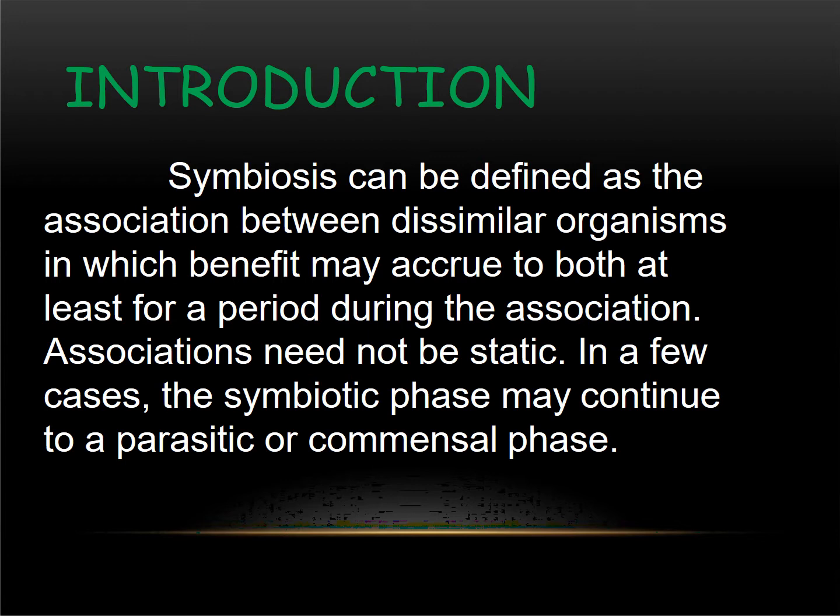Symbiosis can be defined as the association between dissimilar organisms in which benefit may occur to both, at least for a period during the association. Associations need not be static. In a few cases, the symbiotic phase may continue to a parasitic or commensal phase. So children, this is a kind of association in which the two organisms benefit each other. They live in close association and mutually benefit each other.